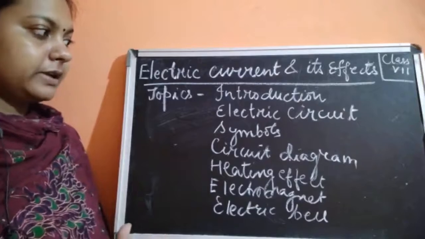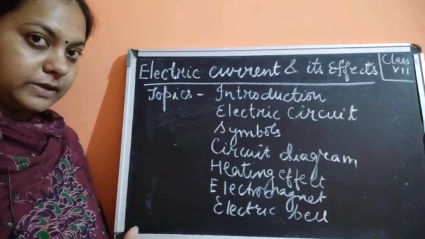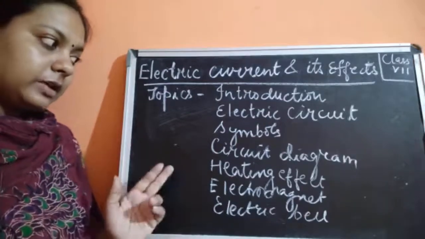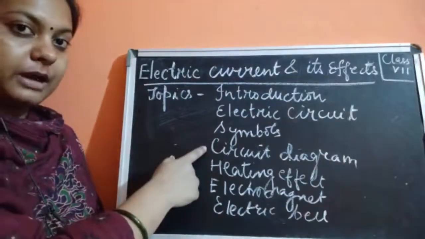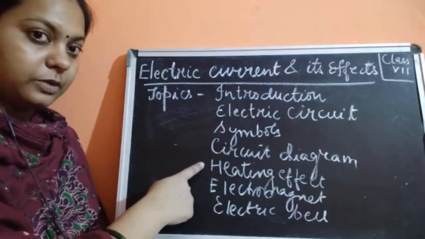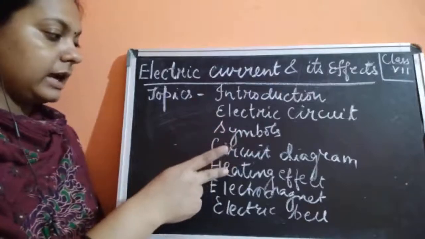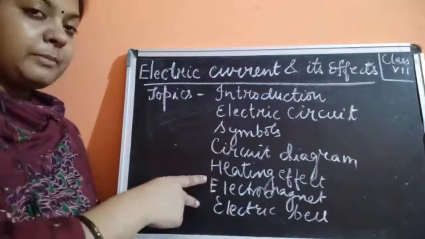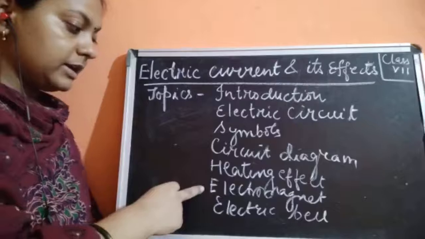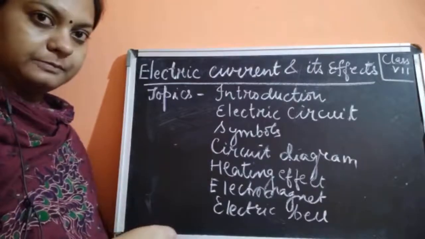Next is this electric circuit. After that, we are going to study about the symbols used in the electric circuit. Then the next we are going to discuss is the circuit diagram. After that, we'll see about the effects of electric current. We have to study two effects of electric current, that is the heating effect and the magnetic effect, where we will study about this electromagnet and the electric bell.